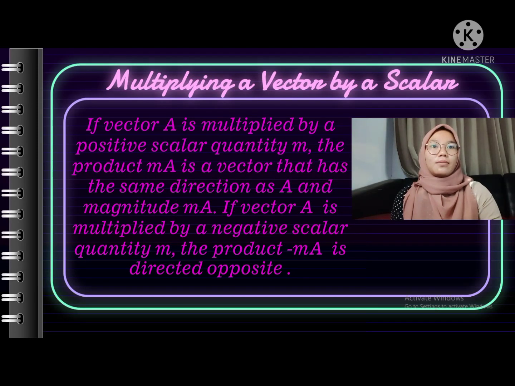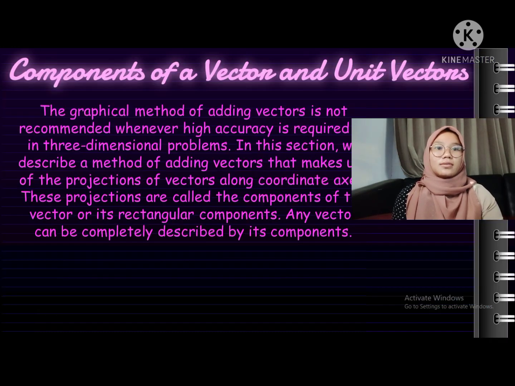Next, material multiplying a vector by a scalar. If vector A is multiplied by a positive scalar quantity m, the product mA is a vector that has the same direction as A and magnitude mA. If vector A is multiplied by a negative scalar quantity m, then the product mA is directed opposite to A.